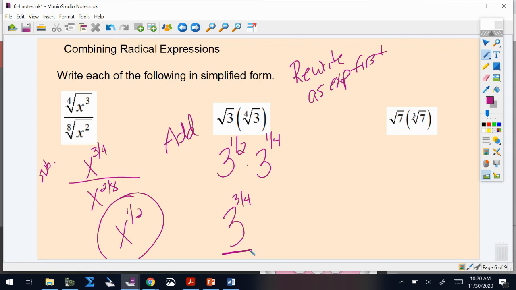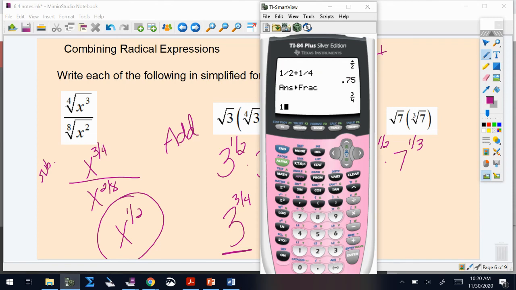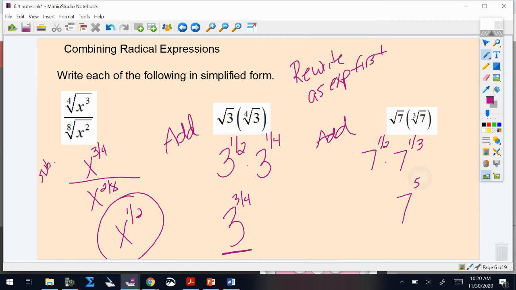And then the last one, this is 7 to the 1/2 because it's being square rooted, and then 7 to the 1/3 because it's being cube rooted. You're going to add your exponents. So you're going to go to your calculator and you're going to type in 1/2 plus 1/3. And then you're going to use your fraction button and you get 5/6. And again, notice the base does not change. So if it's base x or if it's base a number, you do not change those bases. So that's a very basic look at how we do basic exponent rules and some rewriting mixed in.